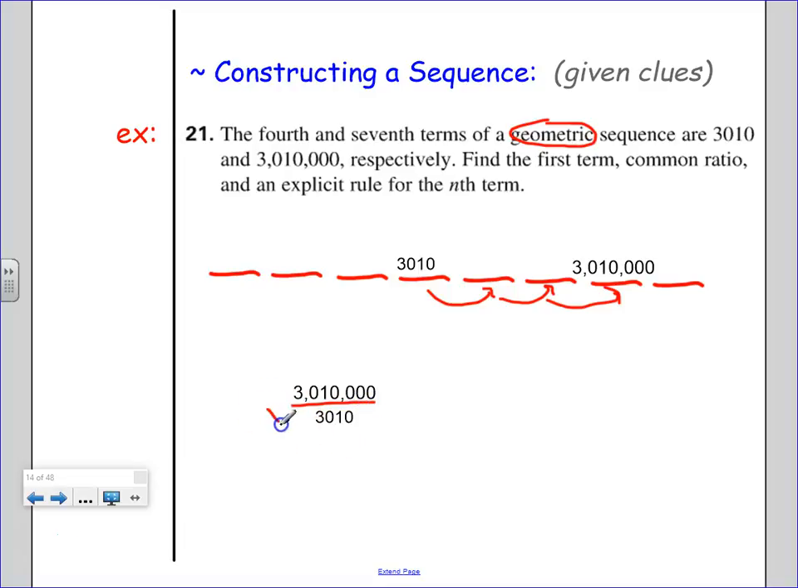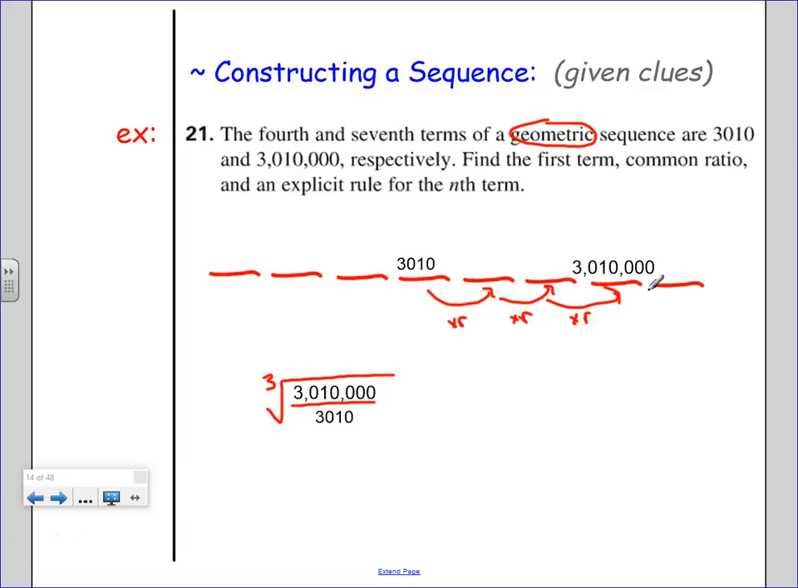And then you would have had to cube root that. Wait a minute, cube root that. Why would you have had to do that? Three jumps, because it's times r, times r, times r. So we could theoretically make our own little formula, right guys? 3010 times r cubed is equal to 3,010,000.